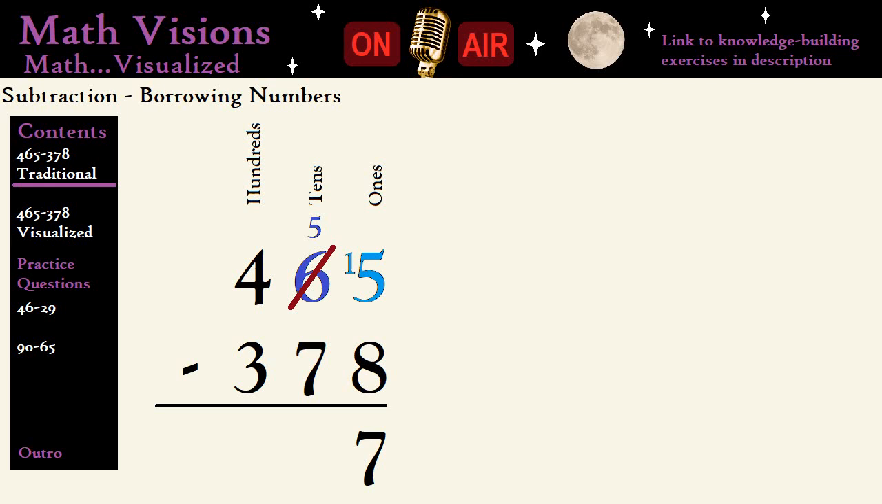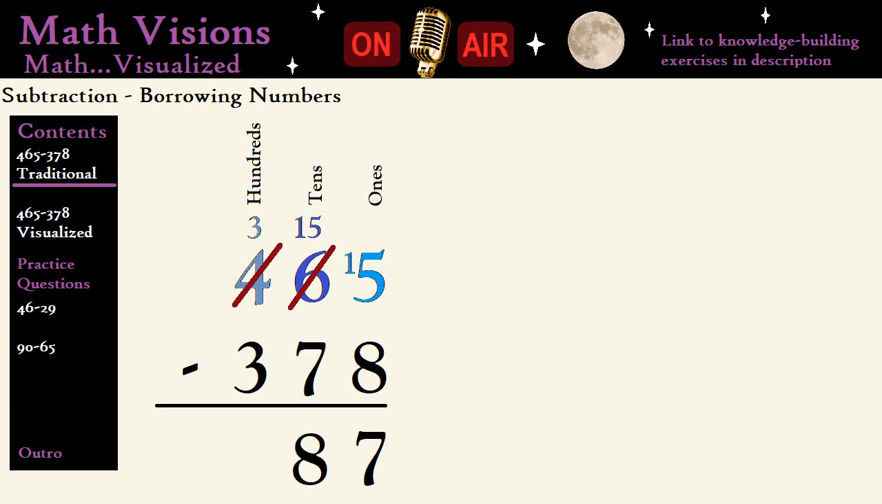Next, we'll move over 1 digit to the left and try to subtract 7 from 5. Since 5 is less than 7, we borrow 1 from the digit just to the left in 465, which is 4. Our 4 becomes 3, and our 5 in the middle becomes 15. 15 minus 7 is 8, and we write 8 in the tens place.